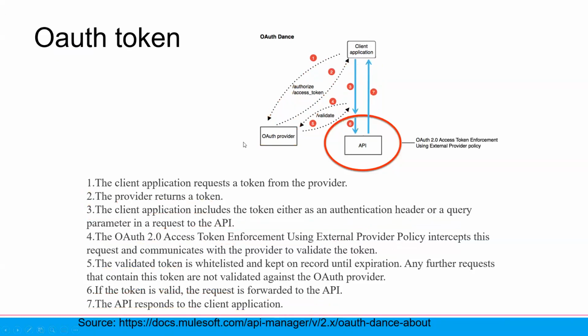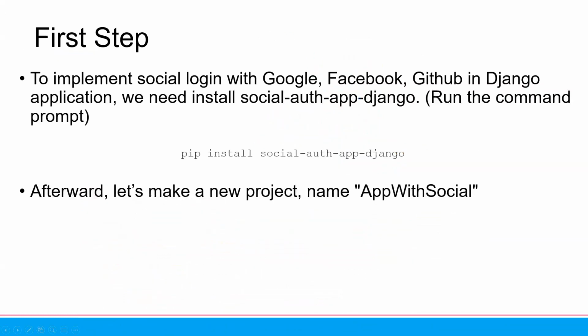So for our example, we will do this social login with Google. But actually you can also implement other social logins like Facebook, or you can use GitHub, with a Django application. And we need to install social auth app Django. We can run the command prompt for this part, but instead of the command prompt, let me just use the PyCharm terminal.